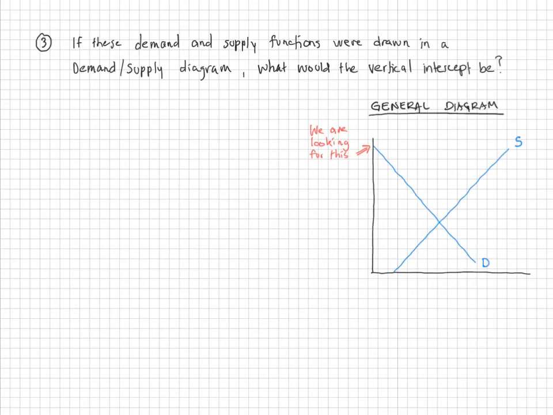Okay, so here we're asked to find the vertical intercept in a demand and supply framework. The thing we first have to remember is that the demand and supply functions, when we draw them in a demand and supply framework, are actually inverse, right? So currently we have all the expressions in terms of demand and supply functions, but now we're going to have to turn that into their inverse form.